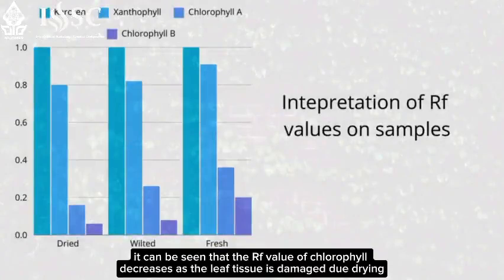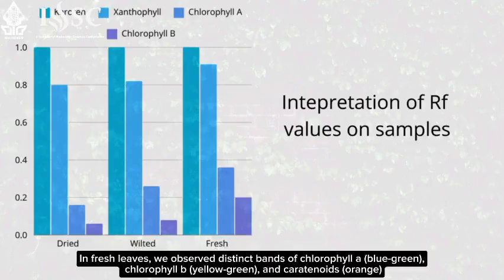It can be seen that the RF value of chlorophyll decreases as the leaf tissue is damaged due to drying. In fresh leaves, we observe distinct bands of chlorophyll A, blue-green, chlorophyll B, yellow-green, and carotenoids, orange.